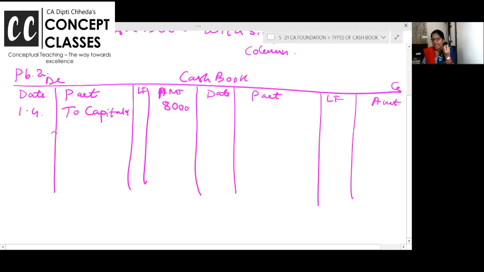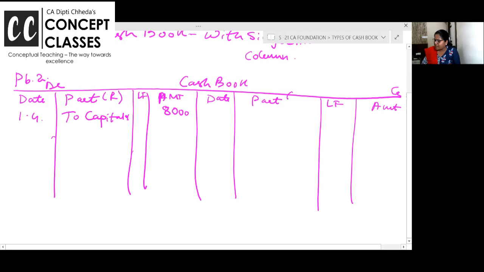What is the nature of cash? Real account. What is the rule of real? Debit what comes in, credit what goes out. So all receipts, you will write it in particulars, you can write R, receipt. Here particular means R, P, all payment. Easy? Chalo. So he commenced business with cash.